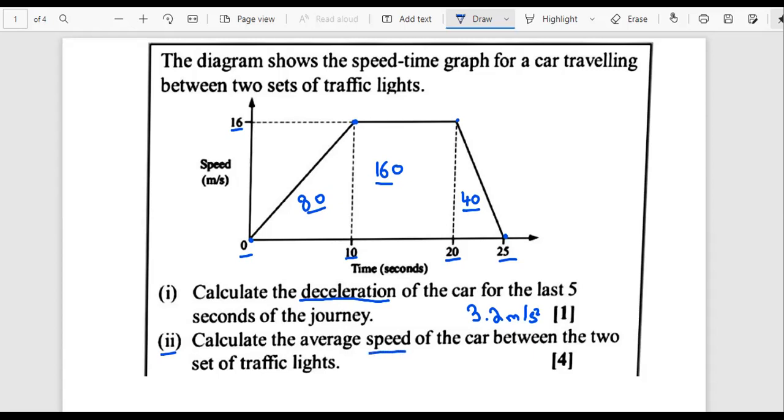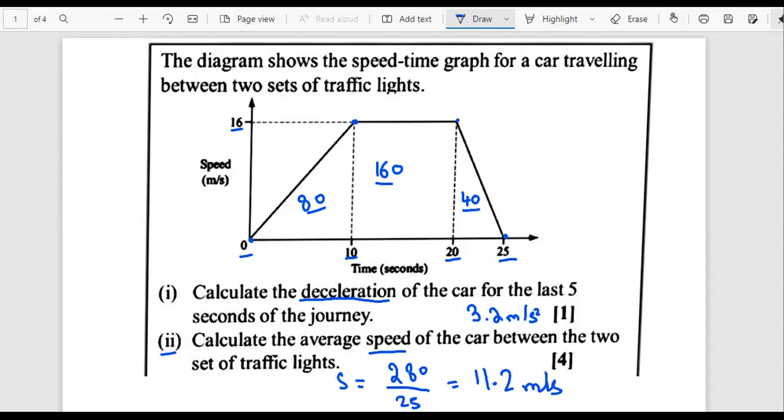So speed is total distance divided by the time, right? So this is the distance: 160 plus 40 plus 80, that would be 280. And then you need to divide that by the time, okay? Is it 25? Yeah, very good. And now tell me the answer. 280 divided by 25. The answer equals 11.2. Very good, excellent. This would be 11.2 meters per second. Okay, be careful about the units. Excellent, very well done.